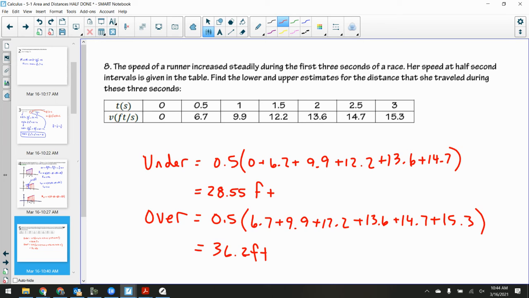This one is an under because I know that I am increasing. If I start at any given value and go up, whatever I calculate is going to be an underestimate, rather than if I start at the end and use the first number, that's the over. Because I know I'm increasing steadily.